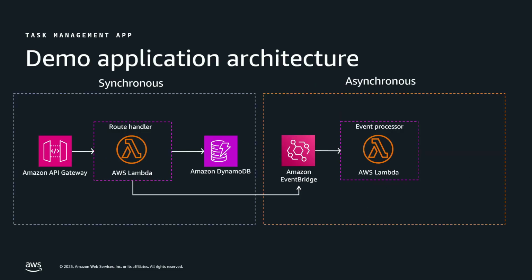Because our focus is testing in today's talk, we've actually pre-built the application, which is just a task management API that uses Amazon API Gateway as the REST API, Lambda for processing, and DynamoDB for the persistence layer. There is also an asynchronous component where any task events are published out to Amazon EventBridge, and then they are consumed by a notification service.